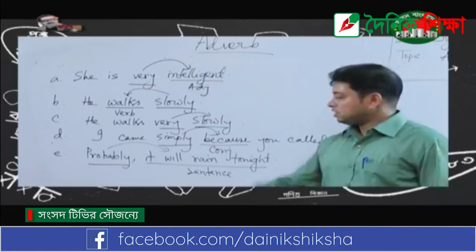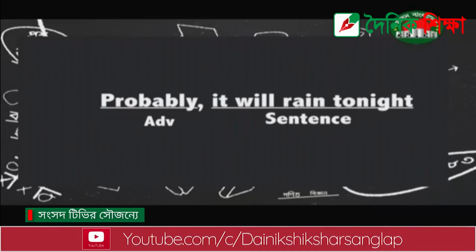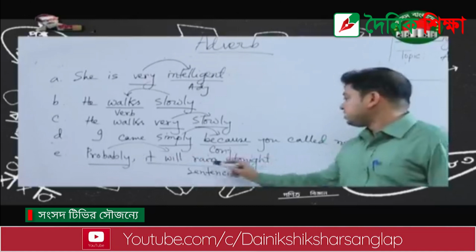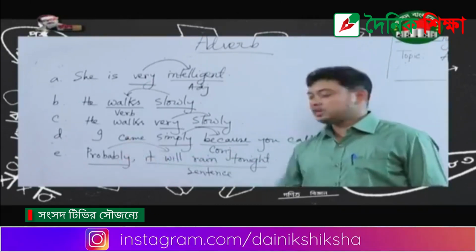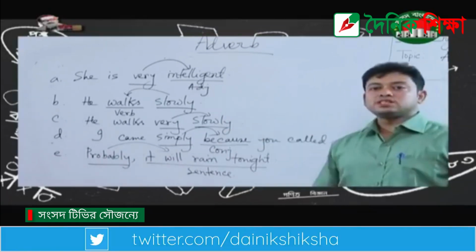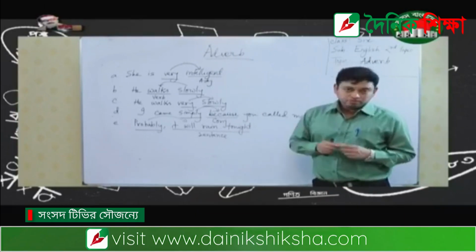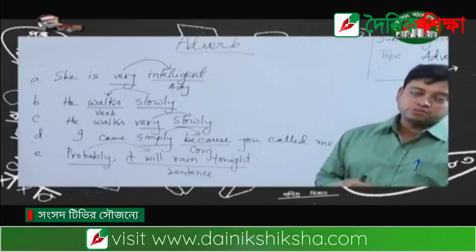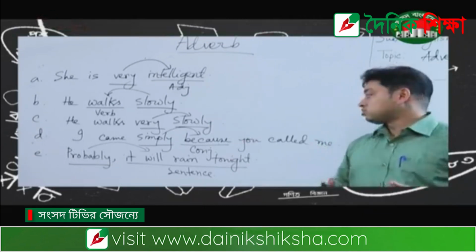And the last one is, probably it will rain tonight. Here probably is modifying the whole sentence. It will rain tonight is being modified by probably. That's why here the adverb is modifying the total sentence. So from these 5 examples, we can see that adverb can modify adjective, adverb can modify verb, adverb can modify its own group adverb, adverb can modify a conjunction, adverb can also modify a total sentence.